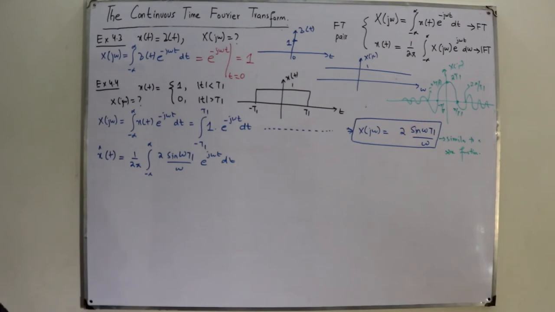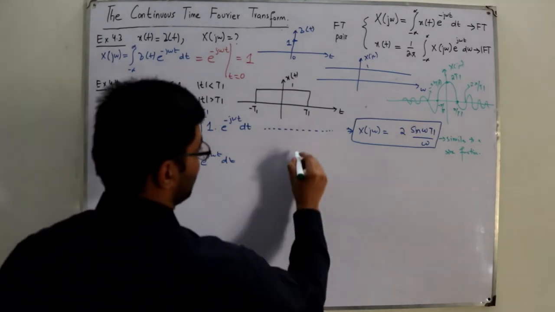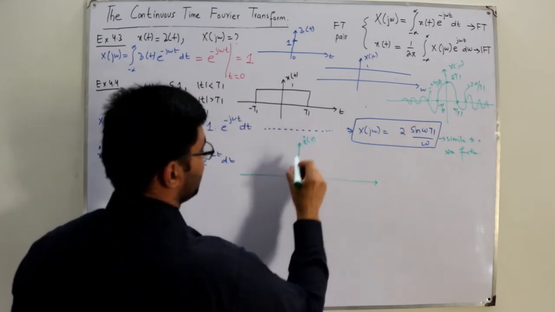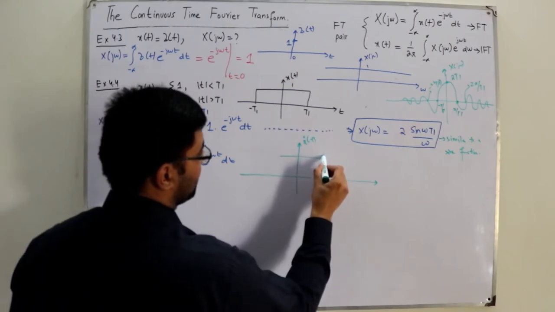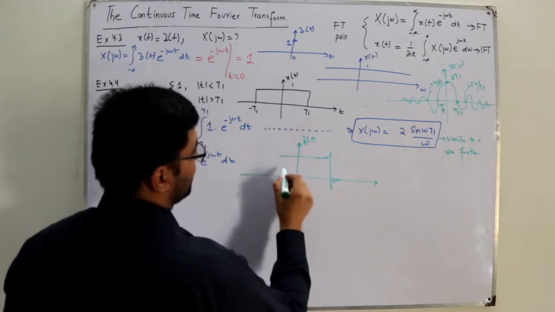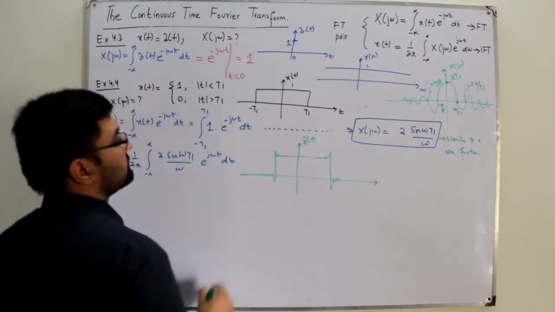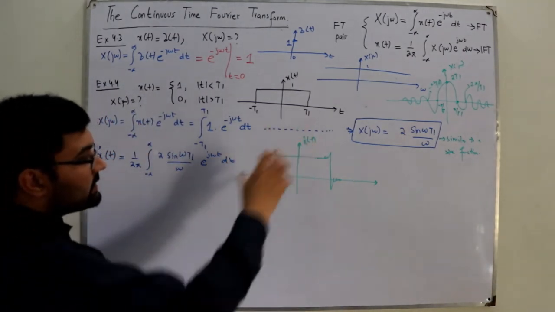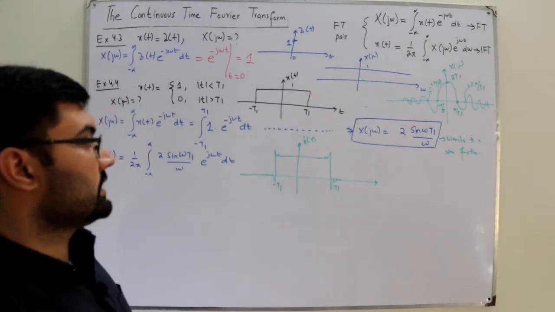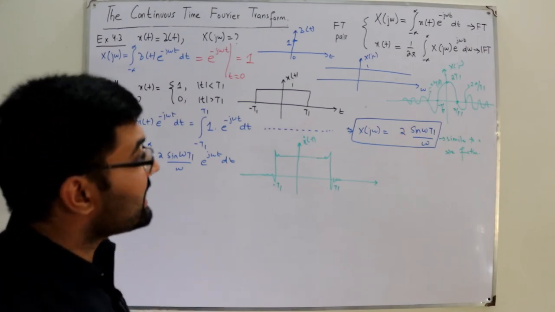Okay, so what would you get? You would get this sort of a signal, the Gibbs phenomena we've already studied, right? So this would be my x hat of t, and what did it say? That it would have these ripples near the point of discontinuity. The overshoot of 9% and this and that. I do not need to revise it.